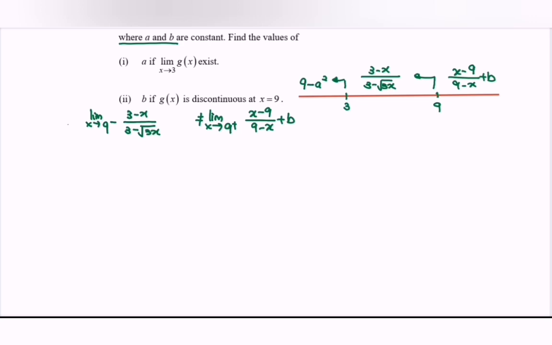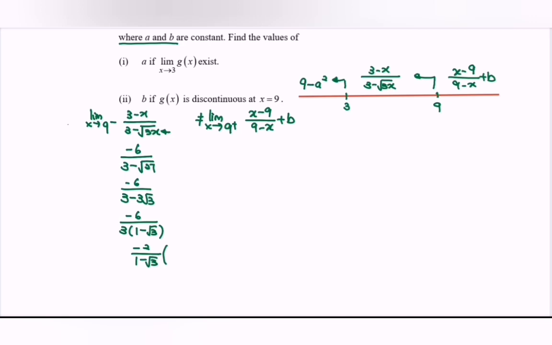Focus on the left hand side. If we substitute the 9, we will have negative 6 over, if we substitute the 9 in this part, 3 minus the square root of 27. If you rewrite the situation, we have negative 6 over 3 minus 3 square root of 3. Kindly simplify the situation. Negative 6 over 3 bracket 1 minus the square root of 3. Then we can write negative 2 over 1 minus square root of 3.